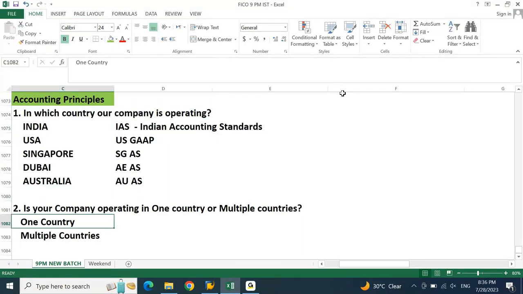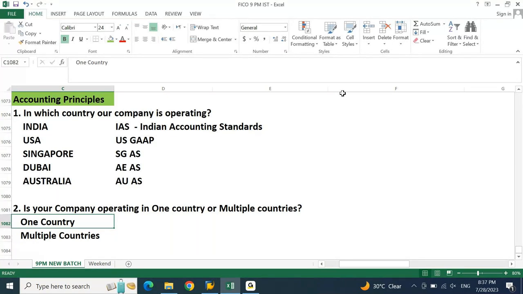Point number two: is your company operating in one country or multiple countries? If you take certain companies, you will find that the company operates only in India or only in the US, and may not operate in any other country. There are a lot of companies who operate within the same country. There are certain companies which operate in multiple countries. If you see BMW, I can see BMW products and BMW doing business in India, in Australia, and some other countries also. You will have to understand whether your company is doing business in only one country or multiple countries. A company doing business only in one country, we call a local company. A company doing business in multiple countries, we call a global company. They are present globally in multiple countries, or present locally in only one country.